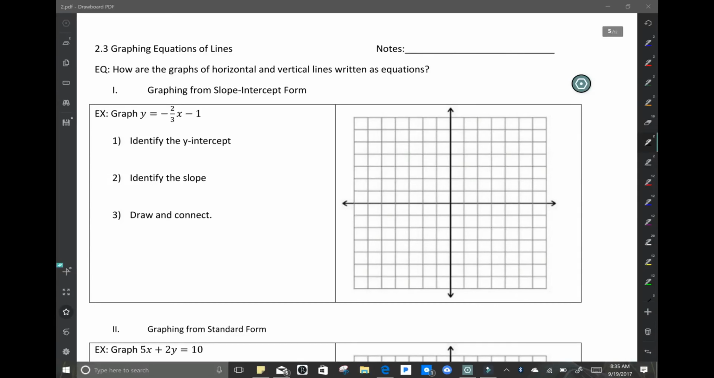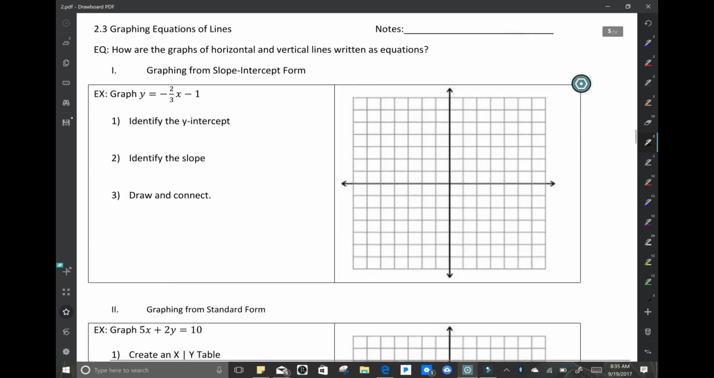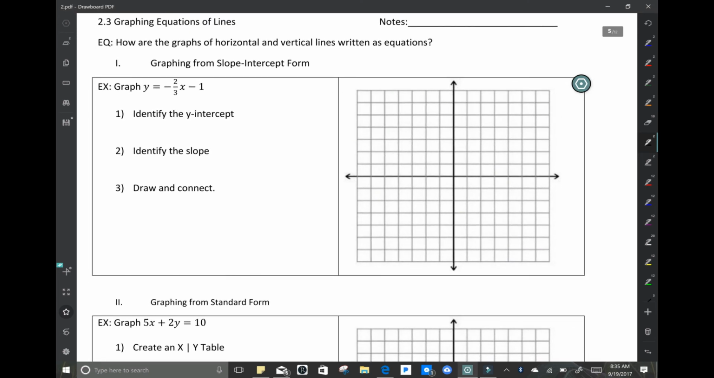Everybody, and here are the 2-3 notes: graphing equations of lines. Easy peasy stuff. Our central question: how are the graphs of horizontal and vertical lines written as equations?